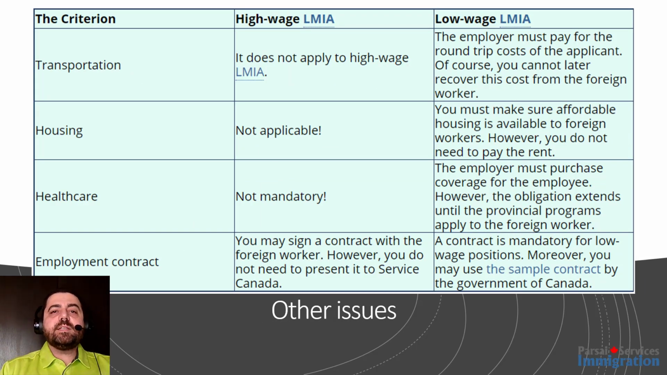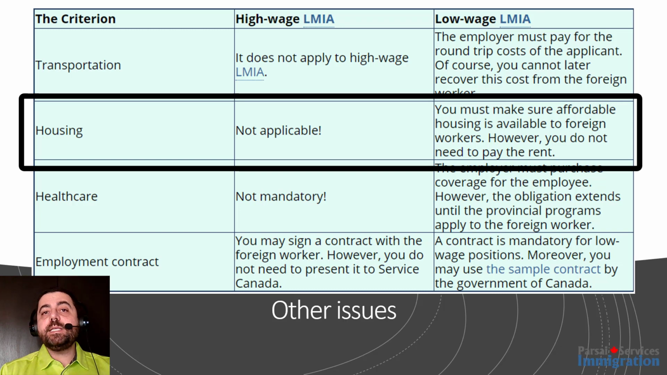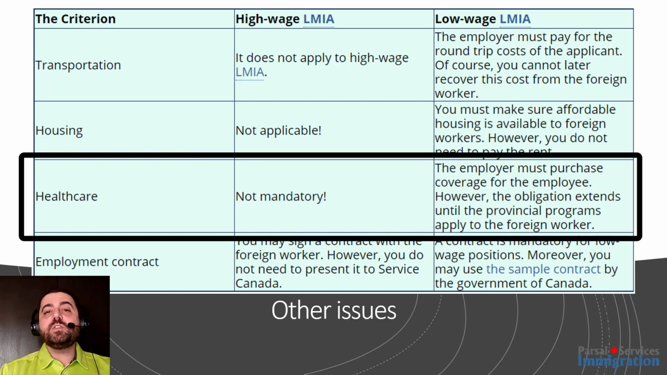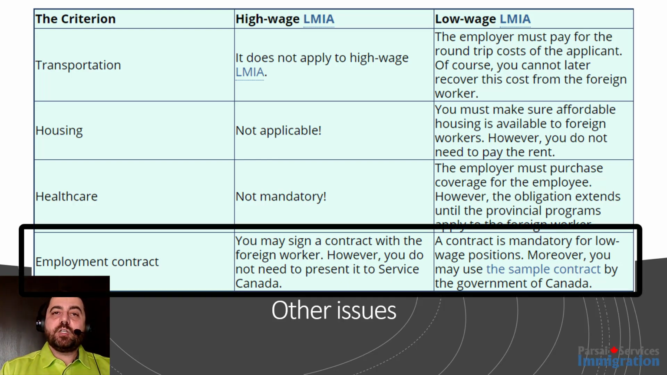There are also a few things that do not apply to high wage LMIA, but they do apply to low wage LMIA. For example, transportation, you need to provide the round trip for the employee. Housing, you need to make sure that the employee has arrangements to be able to have a housing in Canada. You don't need to pay for it, but you need to make enough arrangements. In terms of healthcare, you need to offer coverage up until the point that the foreign national is covered by the provincial programs, and you also must sign an employment contract.